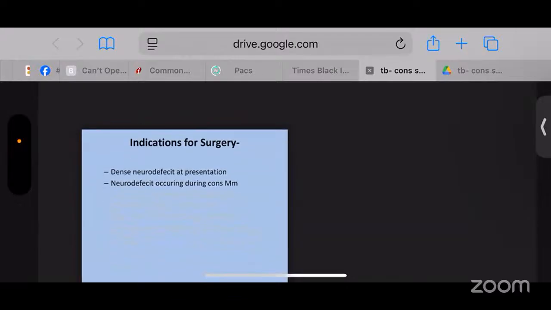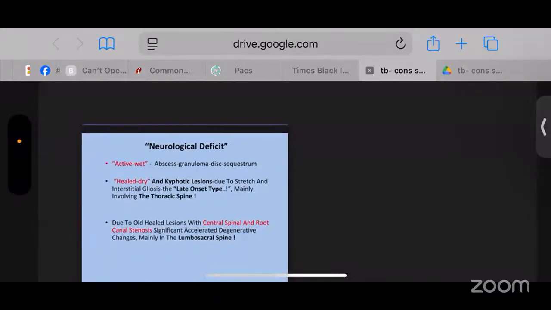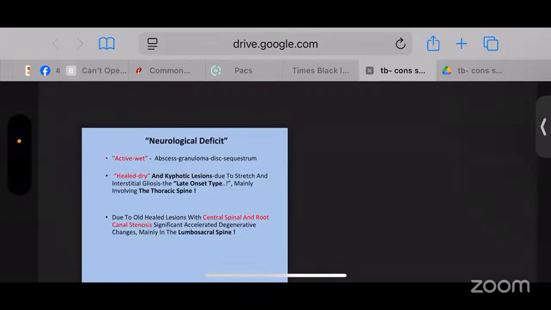So again, the same thing, indication: dense deficit. When we talk about deficit, the deficit can be either because of the acute wet lesion in which the granuloma or the abscess is the cause, or it can be a healed TB with a deformity or internal gibbus which is leading to cord stretching, leading to paresis and paraplegia. So you should be aware that you will encounter patients who develop neurodeficit not only when the disease is active, but even when the disease has healed, but with deformity, the patient can develop neurological deficit.